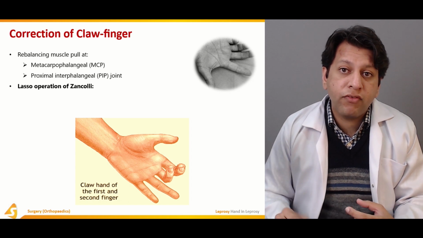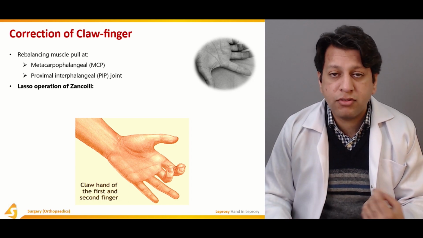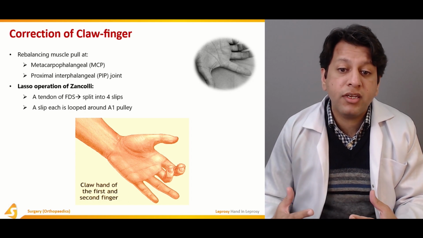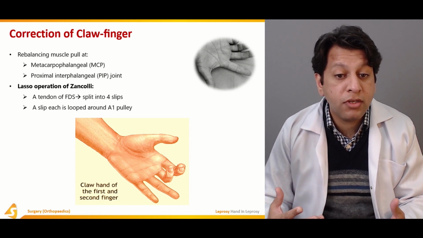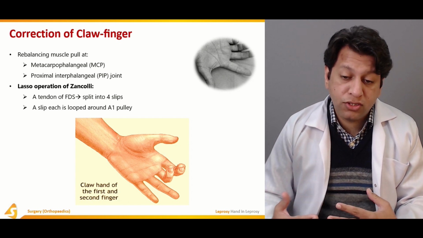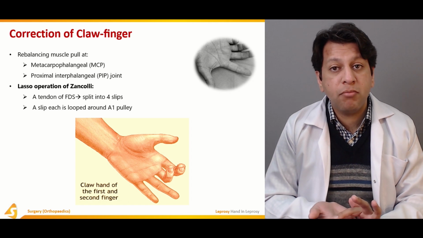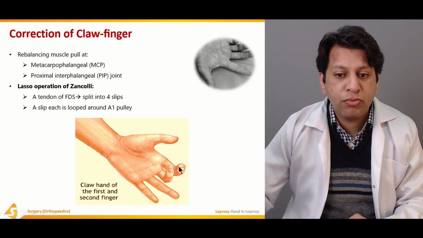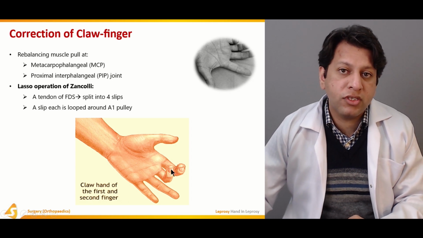It's basically a tendon of FDS that is split up into 4 slips. A slip each is looped around the A1 pulley. As you know, the A1 pulley is at the metacarpophalangeal joint at this level. Then you have the A2 pulley, and A3 is at the proximal interphalangeal joint.